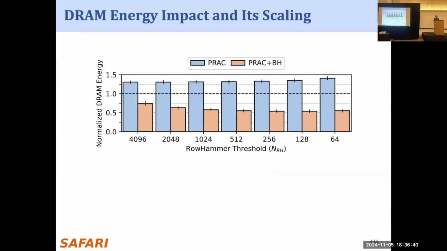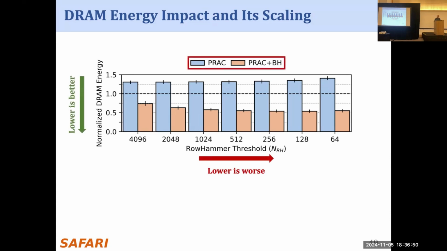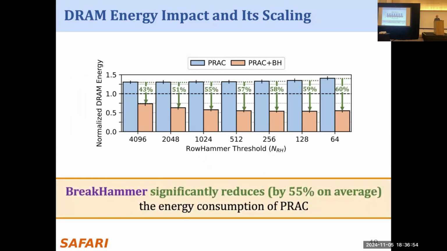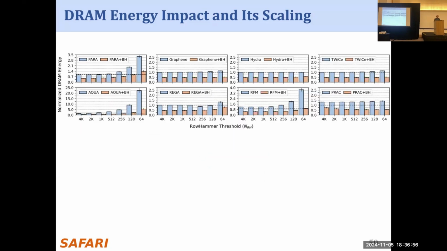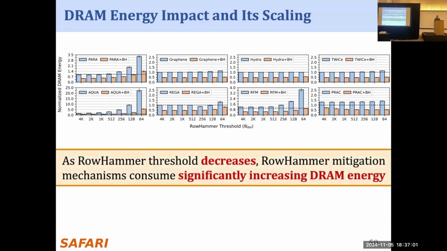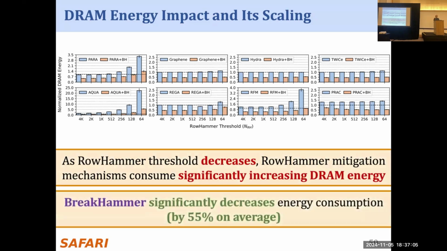We also evaluate BreakHammer's impact on DRAM energy, where the x-axis is the decreasing threshold, y-axis is the DRAM energy normalized to a system with no RowHammer defense, and bars similarly show systems with and without BreakHammer. In Preg, we also see that BreakHammer significantly reduces DRAM energy, and when we look across trends on all mitigations, they induce more DRAM energy consumption as the thresholds decrease, and pairing them with BreakHammer, again, has high energy benefits.